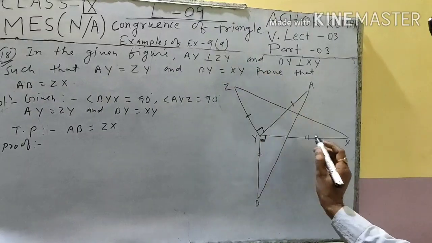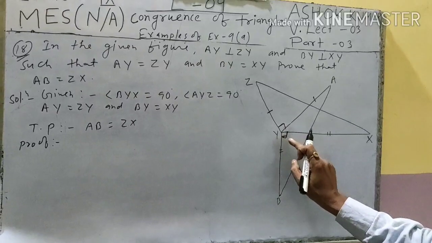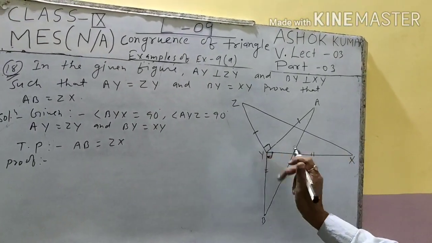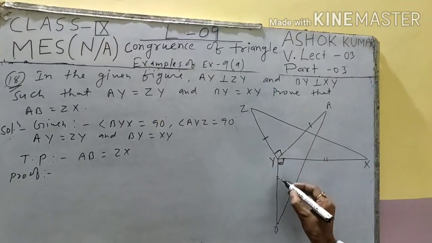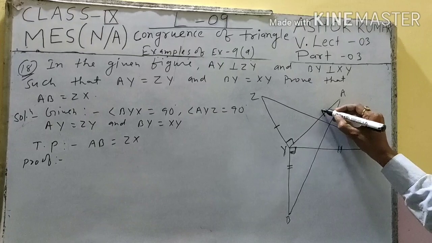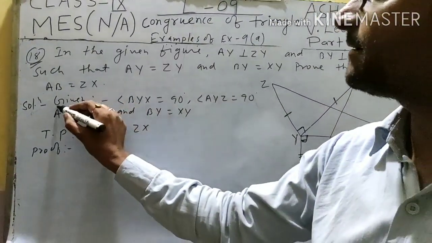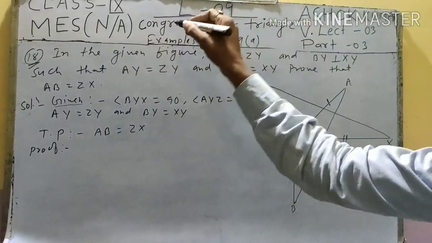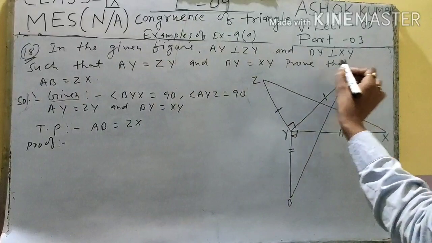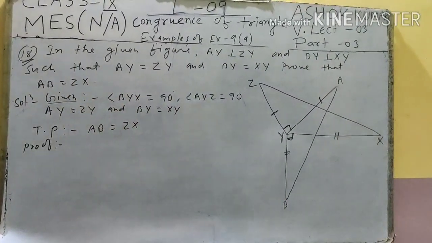BY is equal to XY. That means these two sides are equal. This side is equal to this side and this side is equal to this side. This information is given. Here, write down the same as the given information, whatever is given in the question. To prove that AB is equal to ZX.